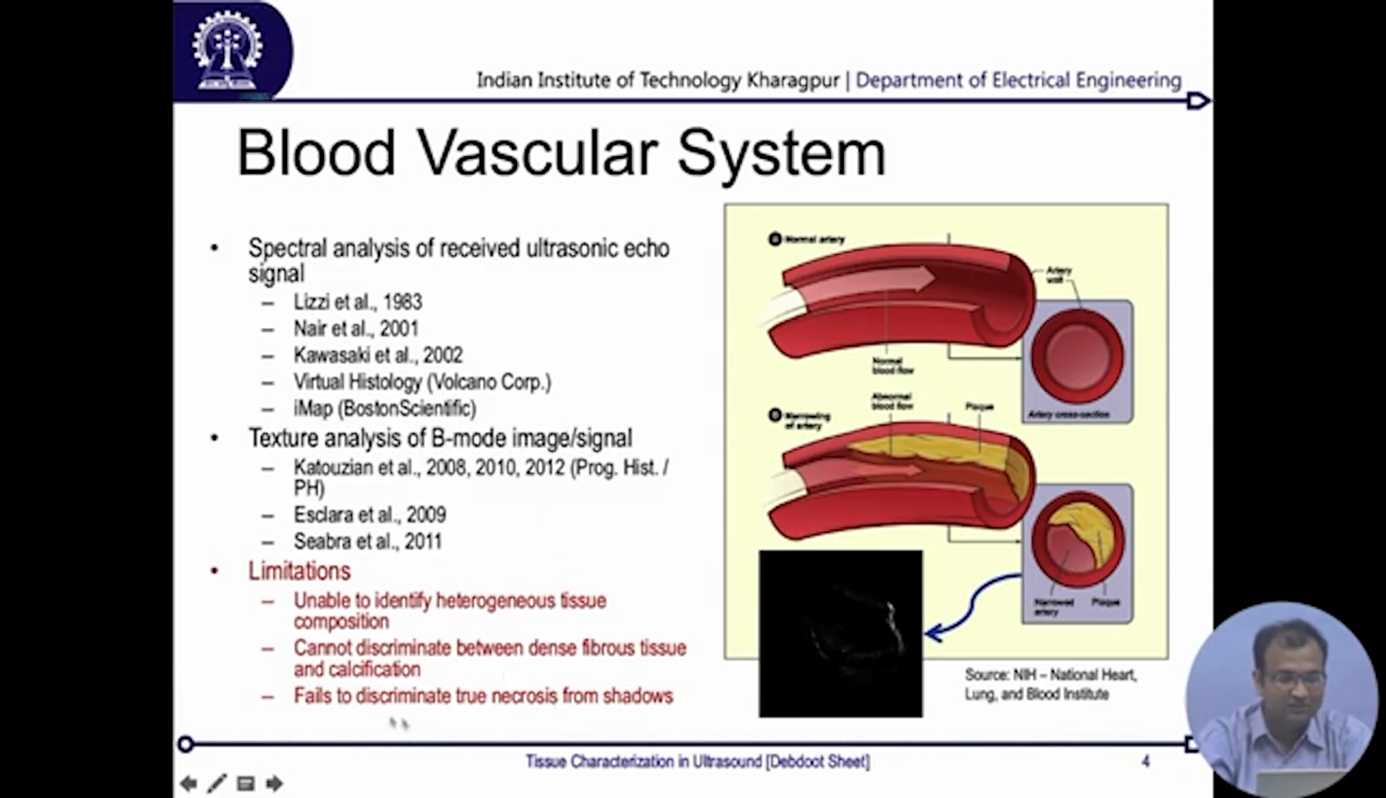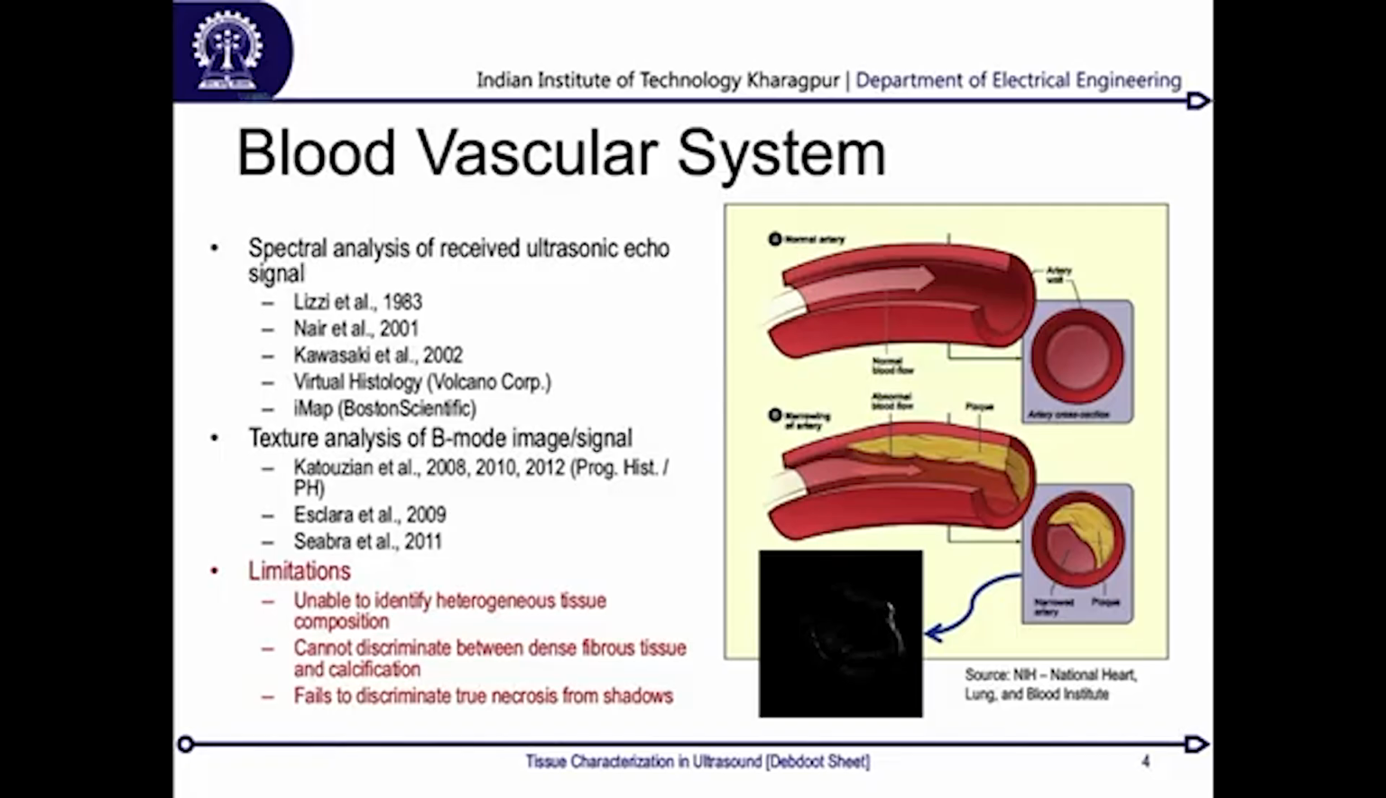And all of these also fail to discriminate between true necrosis and shadows. Whenever there is a calcification, since there is a sharp reflection happening, most of the acoustic signal is reflected from this part, and beyond it, since no signal is penetrating and none is able to come back, you would see a perfect shadow coming down. That is a perfect black region. A similar kind of region is also exhibited by a necrotic pool, because the content is so homogeneous that there are no scattering particles present, and since nothing can be scattered, you do not get a speckle intensity over there.